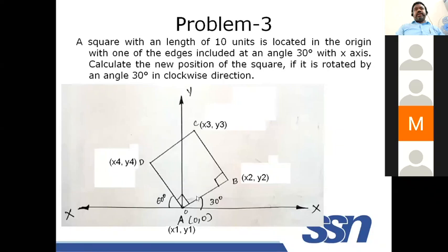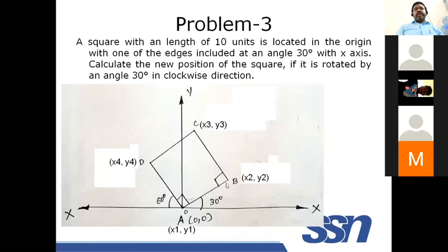Okay, the thing is, by knowing this length, you have to calculate the coordinates x2, y2, x3, y3, x4, y4. How to calculate the coordinates? Do you have any idea? This is 10. OB, sir, is r, 10. Cos theta or sin theta. Superb. That is the solution.